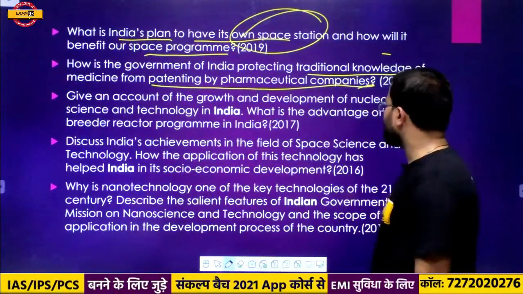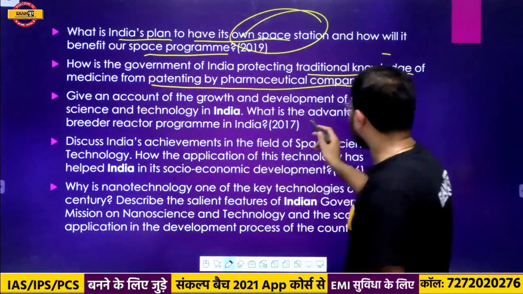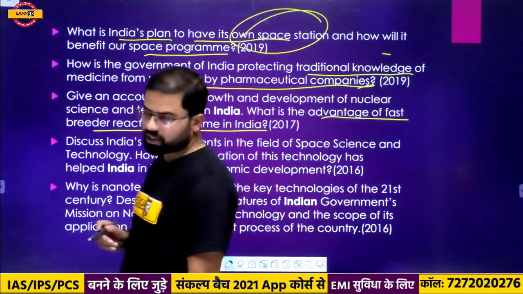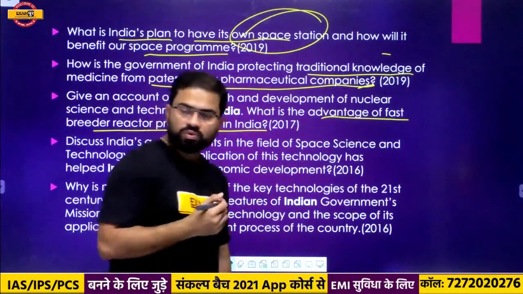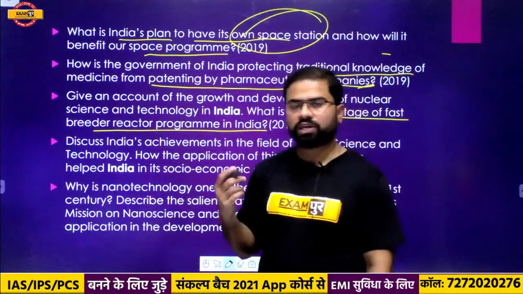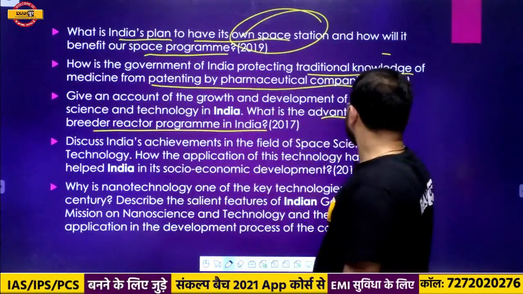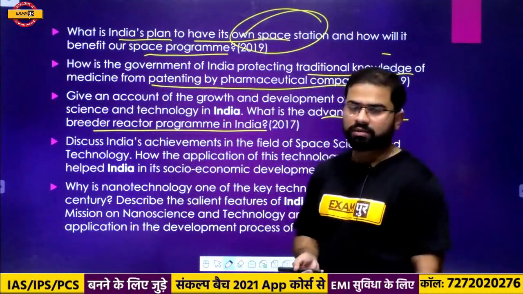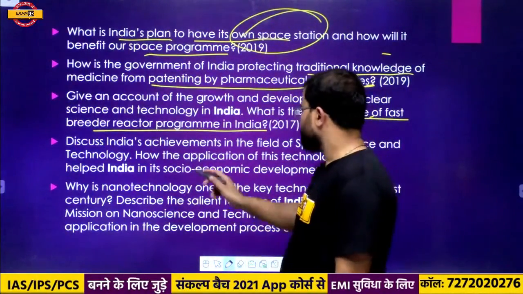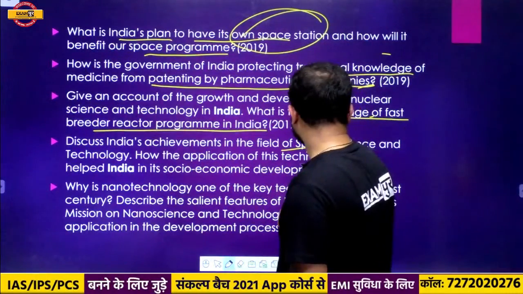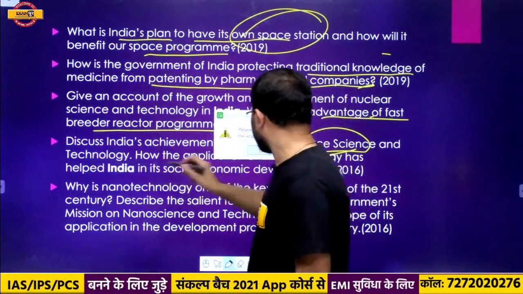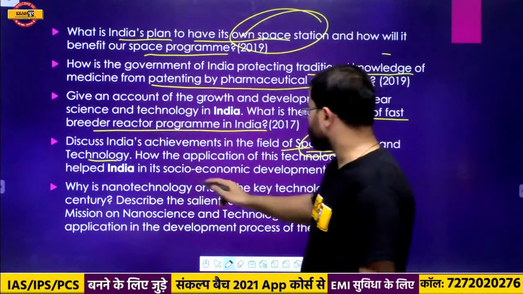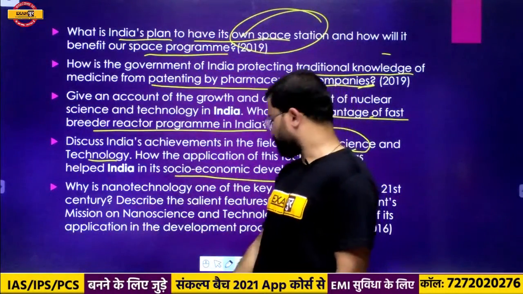Give an account of the growth and development of nuclear science and technology in India. What is the advantage of the fast breeder reactor program? Here also, we should know the nuclear program in India and what is the purpose of inducting this fast breeder reactor program. What is the advantage? ठीक है, हमें पता होना चाहिए. Discuss India's achievements in the field of space science and technology. How has the application of this technology helped India in socio-economic development? ठीक है.